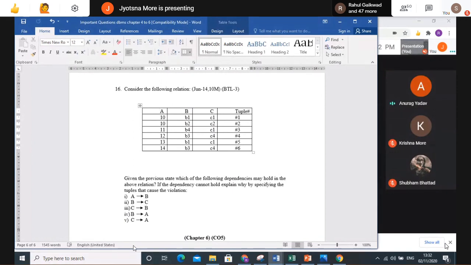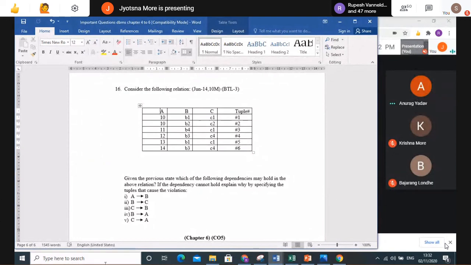Correct. Next, B determines A. Ma'am, does not exist. Okay, Anurag, why does it not exist? Because of which tuple? Ma'am, tuples 1 and 5, and 4 and 6. Correct. Give all the reasons, all the tuples which are violating the functional dependency definition.